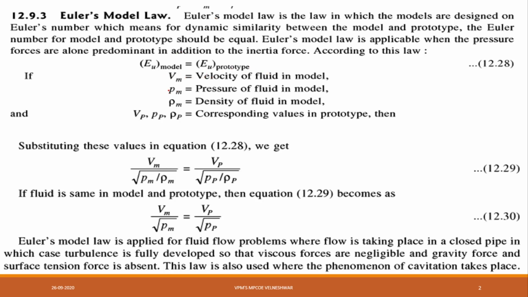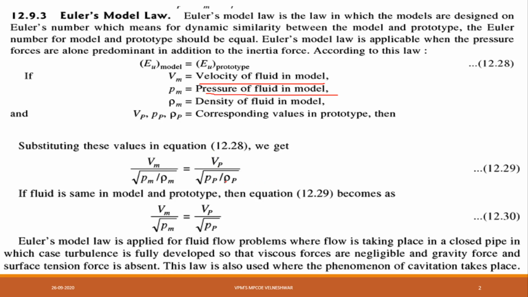Model is equal to prototype, and Vm is the velocity of fluid in model, Pm is the pressure of fluid in model, and rho m is the density of fluid in model. Generally, density is common for us because a liquid will be there, like water or any other type of liquid. Now substituting these values in equation 12.8, the formula is Vm divided by square root of Pm upon rho m is equal to Vp divided by square root of Pp divided by rho p.